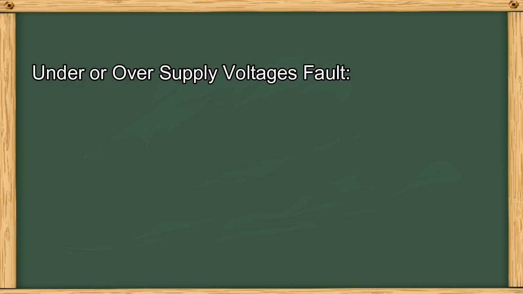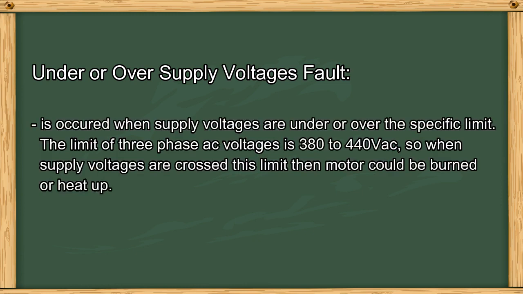Okay, the third one is under or over supply voltage fault. Under or over supply voltage fault occurs when supply voltages are under or over the specific limit. The limit of three-phase AC supply voltages is 380 to 440. So, when supply voltages are across this limit, the motor could be burned or heat up.